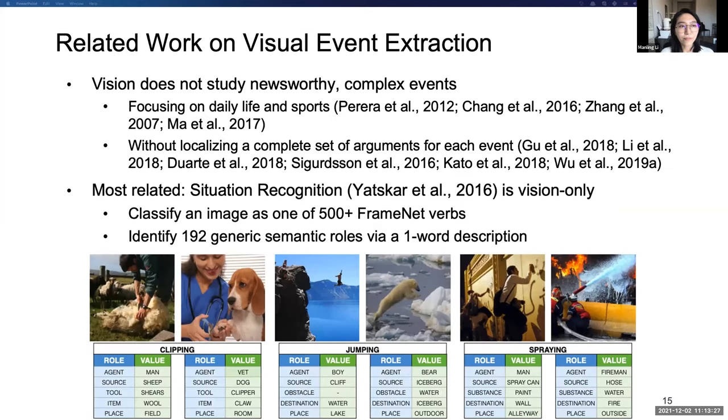So for event extraction in the vision community, there's some work trying to do it, but there's a large gap compared to text event extraction. Especially the events are about physical actions like jumping. These kinds of events actually are not newsworthy events. And this line of work didn't take two modalities together for joint extraction.